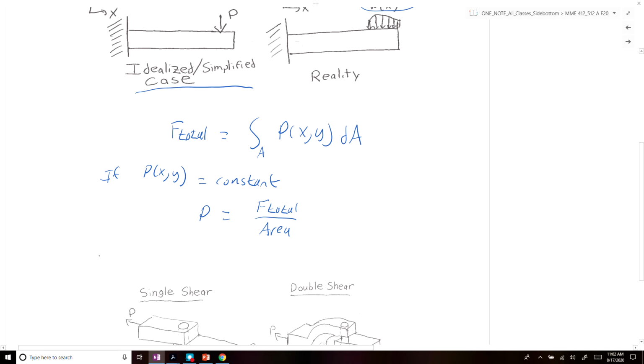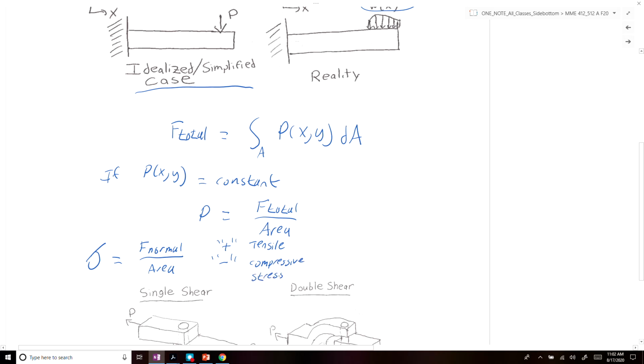So we can say that our normal stress sigma is equal to our normal force F normal divided by our area. Now this can be either a positive value if the force is pulling against the body, which we'll call a tensile force, or it can be negative, which would be a compressive force or compressive stress.